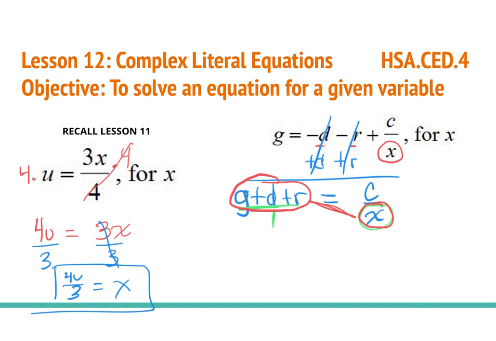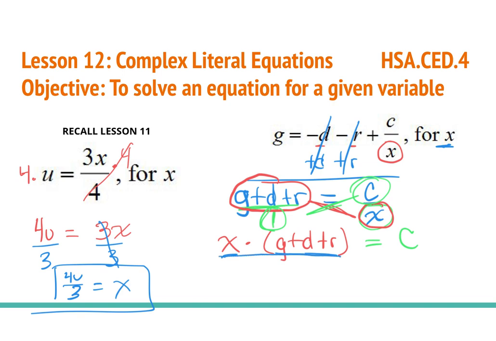So I am not actually going to multiply this out. I'm just going to say x times g plus d plus r. And that has to equal 1 times c, which is c. Now remember, our goal is to get x by itself. So because x is being multiplied with everything in these parentheses, the opposite is to divide by everything I want to get rid of. So g plus d plus r.